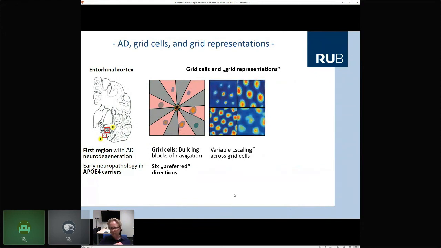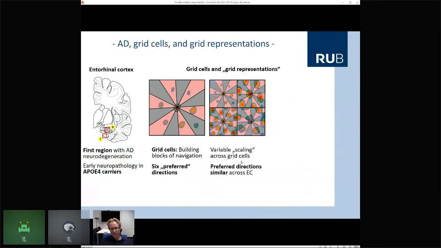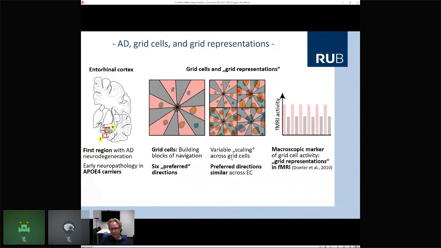Different grid cells along the longitudinal axis of the medial entorhinal cortex differ with respect to the spacing between their firing fields, but despite this variability, they seem to significantly share their preferred directions. And therefore, there's now evidence for a macroscopic or network marker of grid cell activity that is typically termed grid representations and was first described in a Nature paper by Christian Döller at that time in the lab of Neil Burgess at UCL London.